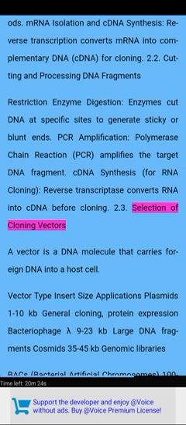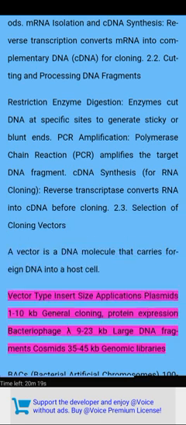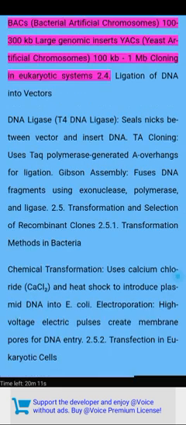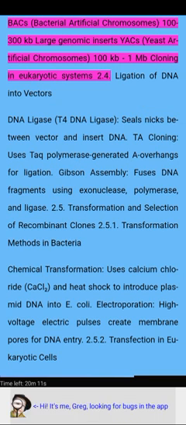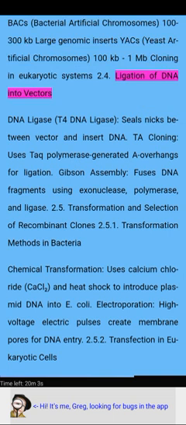2.3. Selection of cloning vectors. A vector is a DNA molecule that carries foreign DNA into a host cell. Vector type, insert size, applications: plasmids, 1 to 10 kb, general cloning and protein expression; bacteriophage lambda, 9 to 23 kb, large DNA fragments; cosmids, 35 to 45 kb, genomic libraries; bacterial artificial chromosomes, 100 to 300 kb, large genomic inserts; YACs, yeast artificial chromosomes, 100 kb to 1 Mb, cloning in eukaryotic systems.